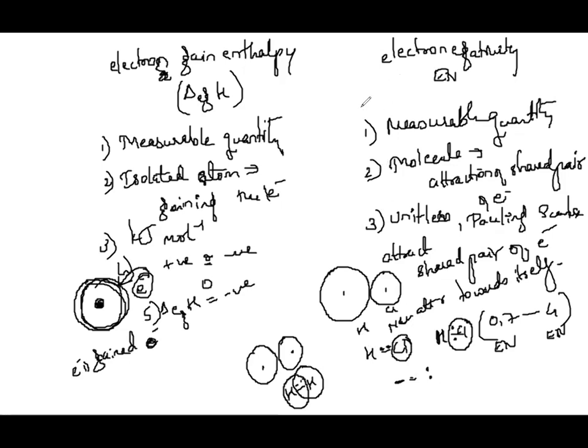So this is all about electronegativity. How do I explain this? When atoms bond with each other to form molecules, they share their electrons. So this will share one electron. It depends.